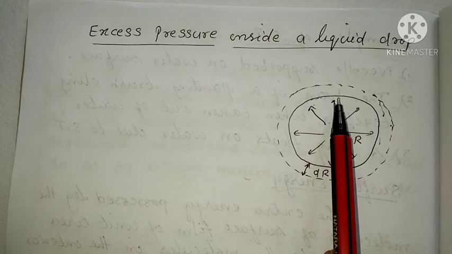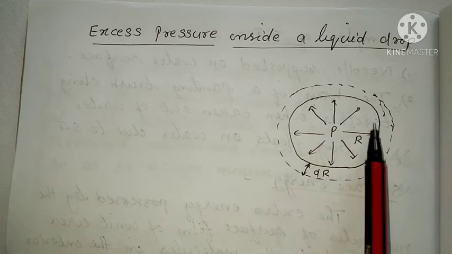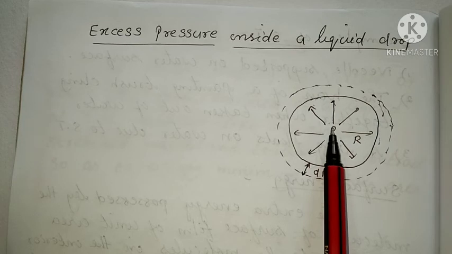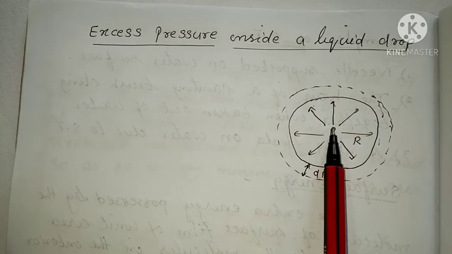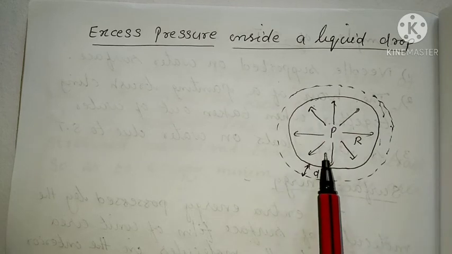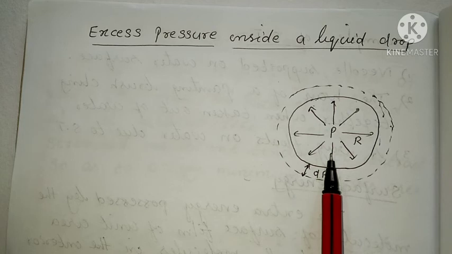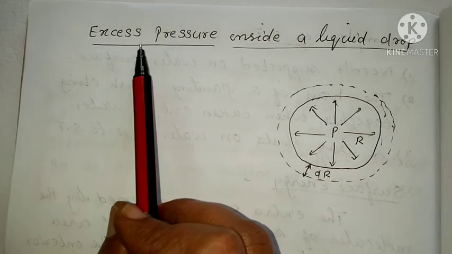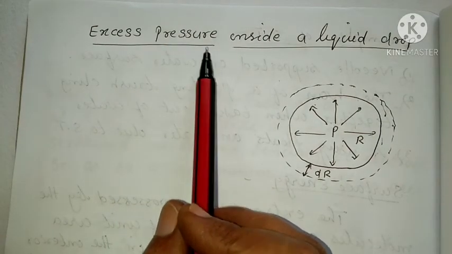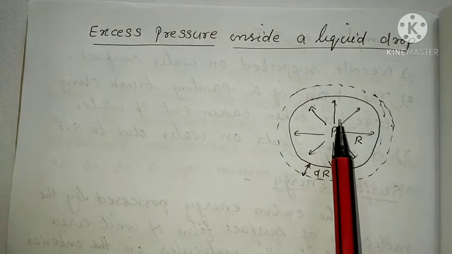When we increase the size of the surface, we have to do some work. That work is calculated in terms of pressure and in terms of the surface tension. After calculating that work, we can equate the two equations and find the unknown quantity, that is the excess pressure. Okay.